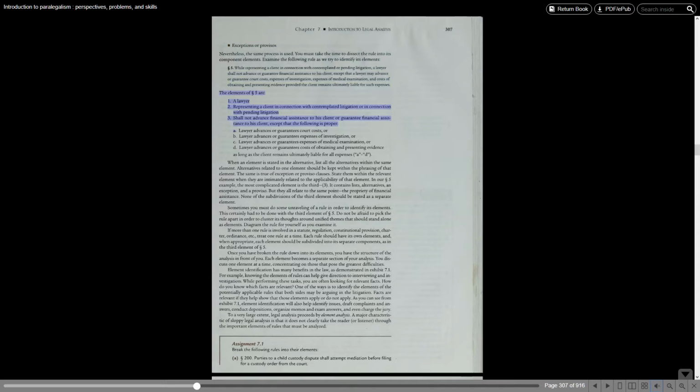The elements of 5 are 1. A lawyer 2. Representing a client in connection with contemplated litigation or in connection with pending litigation. 3. Shall not advance financial assistance to his client or guarantee financial assistance to his client, except that the following is proper. A. Lawyer advances or guarantees court costs, or B. Lawyer advances or guarantees expenses of investigation, or C. Lawyer advances or guarantees expenses of medical examination, or D. Lawyer advances or guarantees costs of obtaining and presenting evidence, as long as the client remains ultimately liable for all expenses.